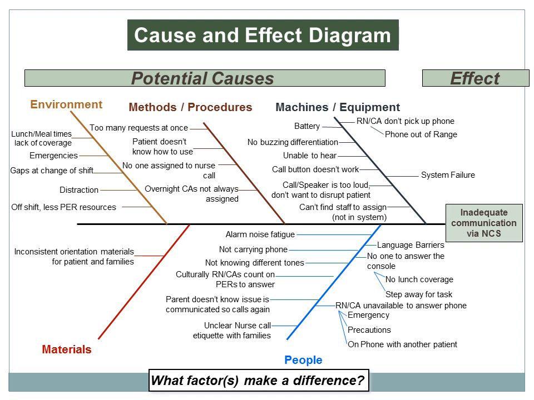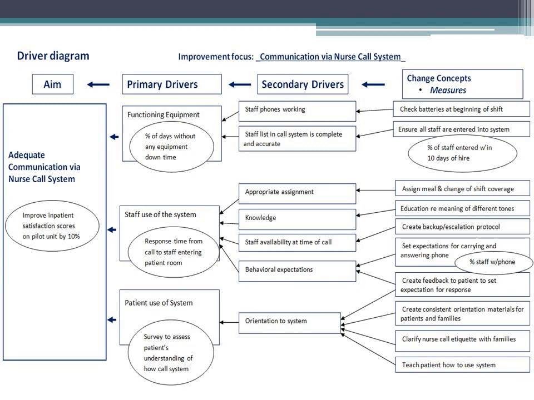This is, as you remember from last month, a clinical example of a fishbone diagram, and the problem was inadequate communication via the nurse call system. So then our driver diagram turns that into a positive statement, and our aim is adequate communication via the nurse call system. And we look at our primary drivers for that, which could be equipment, staff use of the system, and patient use of the system. And again, these basically come from the fishbone diagram.